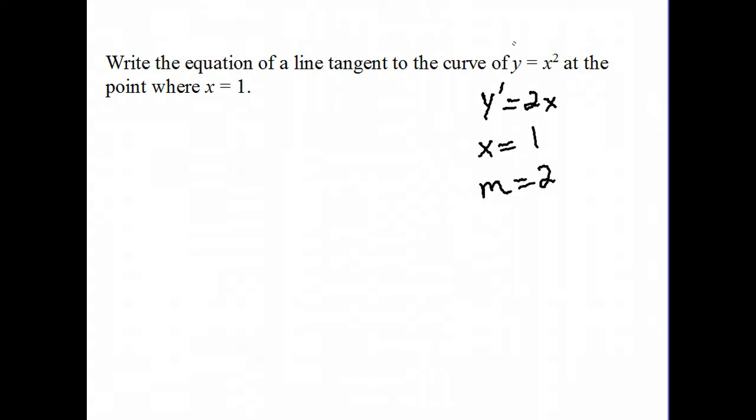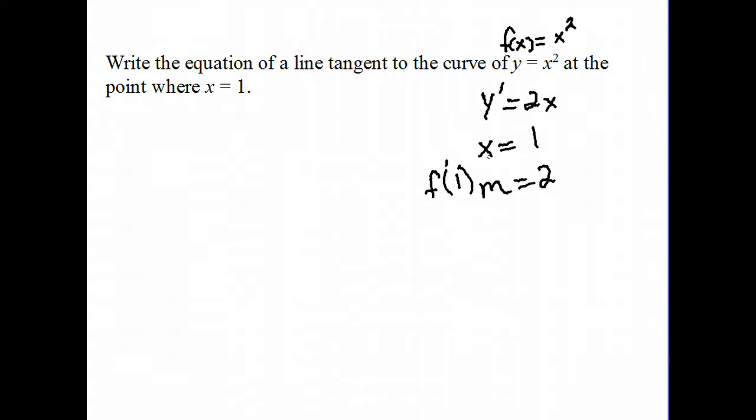If instead of y equals x squared, we say f of x is equal to x squared, well, really, we're evaluating f prime of 1. We're taking our x value, where we're trying to find the tangent line, and plugging it into our first derivative function to find the slope.